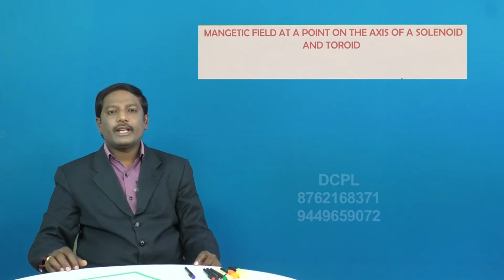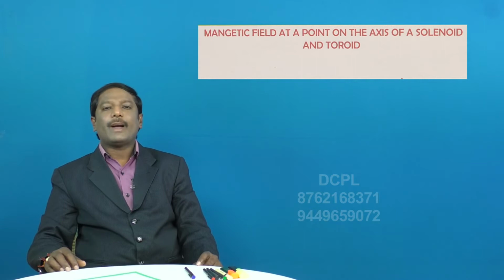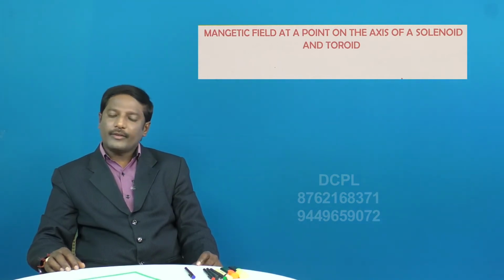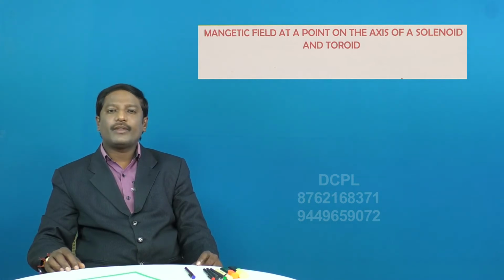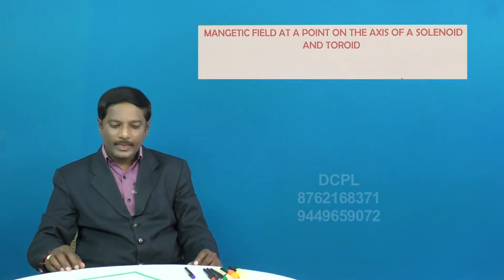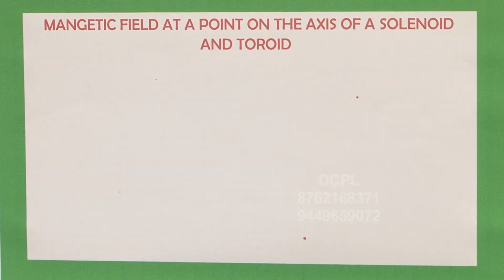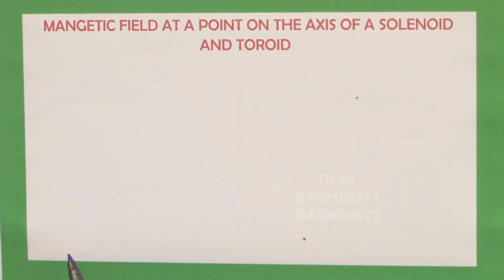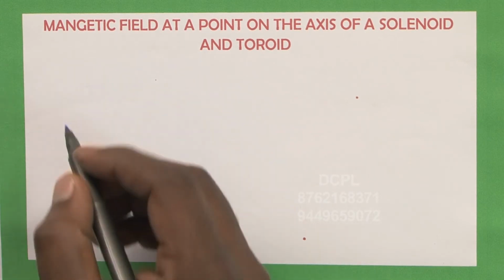Now, let us go to the next concept, that is the magnetic field at a point due to a solenoid and the toroid. For solenoid and toroid also, the magnetic field can be arrived at by using the concept of Ampere's circuital law. Now, what is the expression for the magnetic field at a point on the axis of a solenoid?